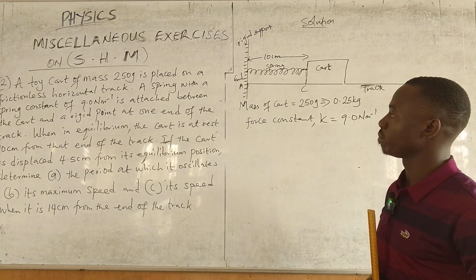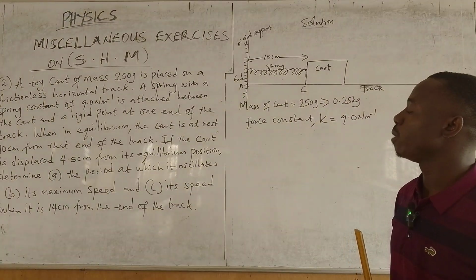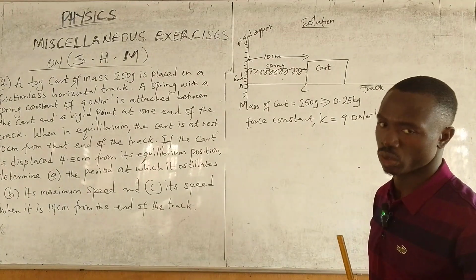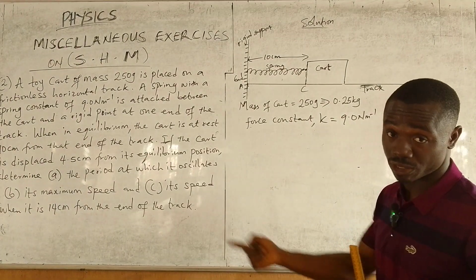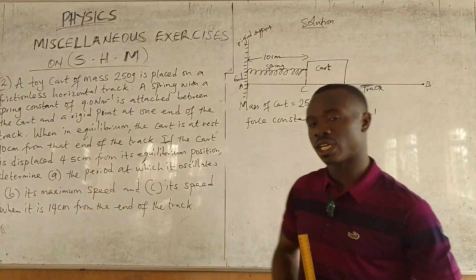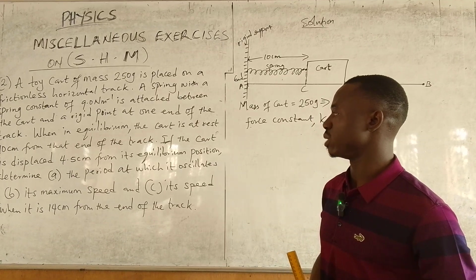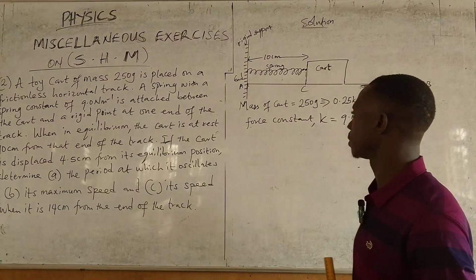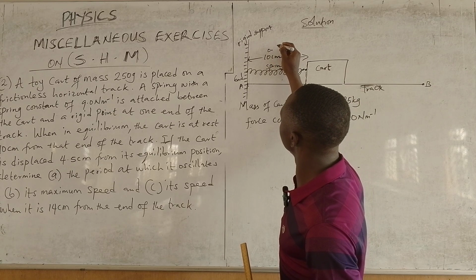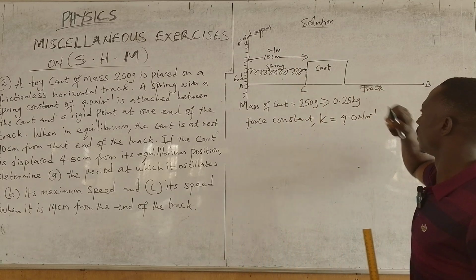Now if the cart is displaced 4.5 centimeters from its equilibrium position, what do you suggest that 4.5 centimeters is now? That's the maximum displacement, which is the amplitude. All right, so let me convert this one to meters first. That's going to be 0.1 meter. Okay, now we displace it.